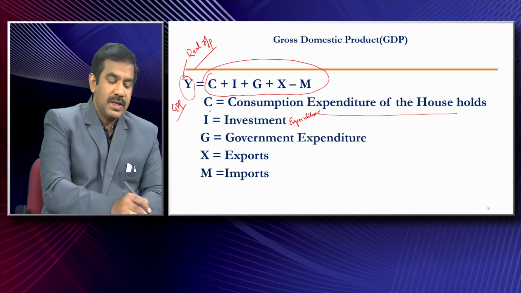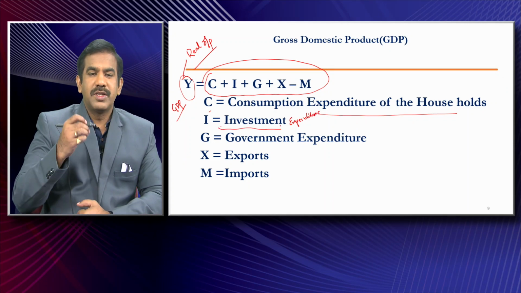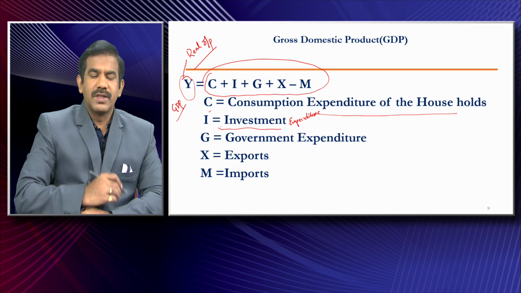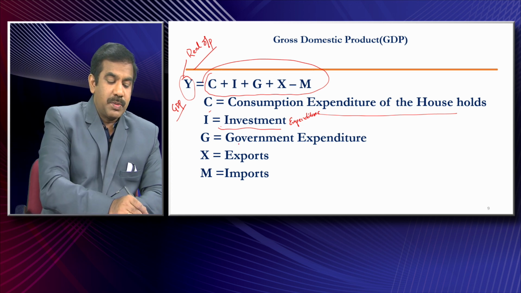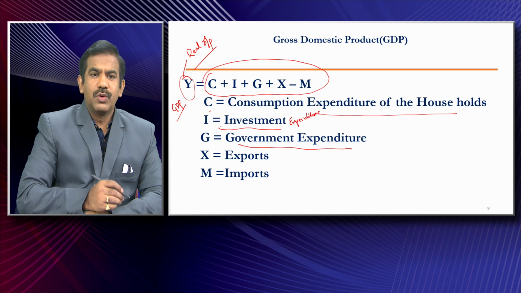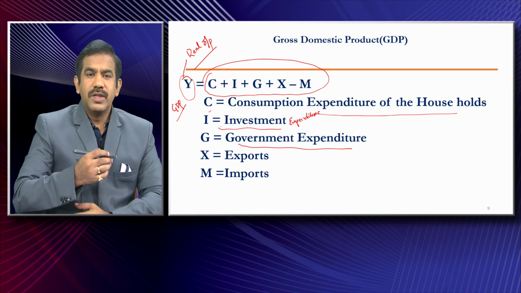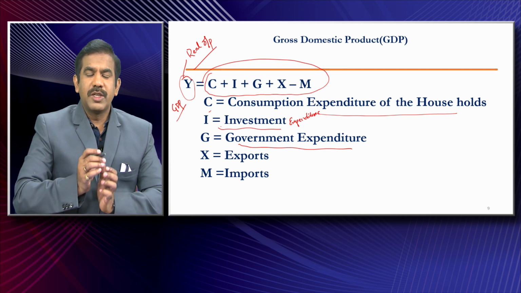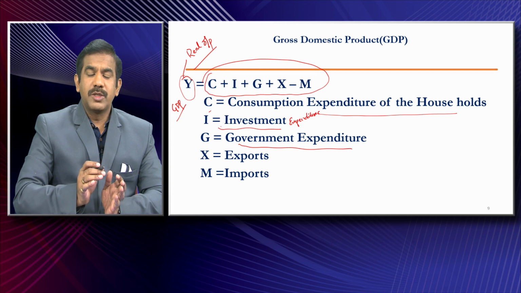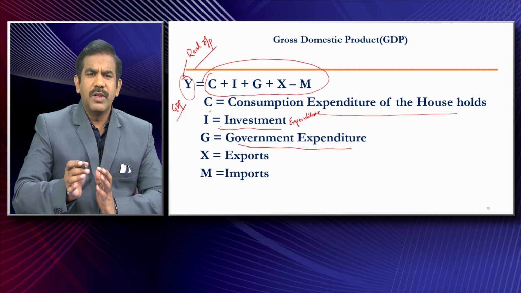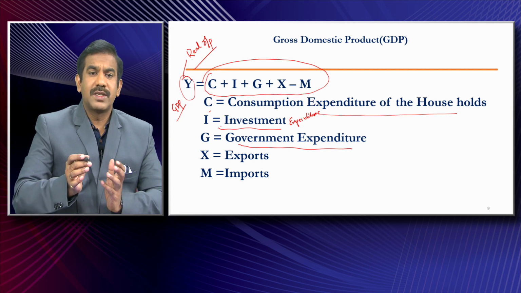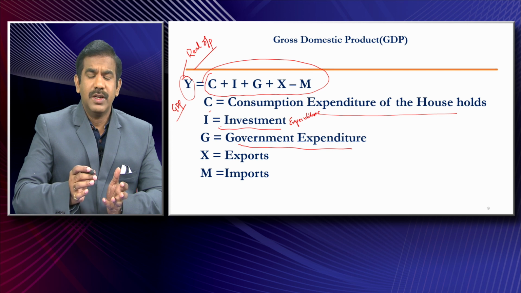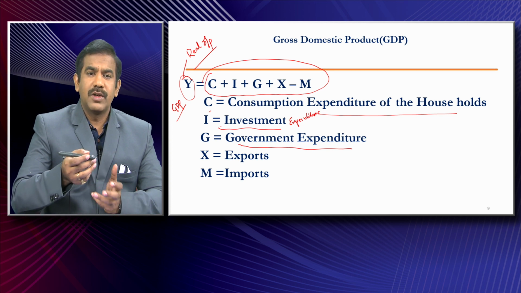The second part is we are summing up the investment expenditure made by various investors in the economy. And the third is the expenditure made by the government. So using the expenditure method, we are summing up the expenditure of all the households, the expenditure of all the firms that produce goods and services, along with the government expenditure. So what will be the government expenditure? Salaries, subsidies, transfer payments made to the citizens, isn't it? There are different types of expenditure the government also makes.